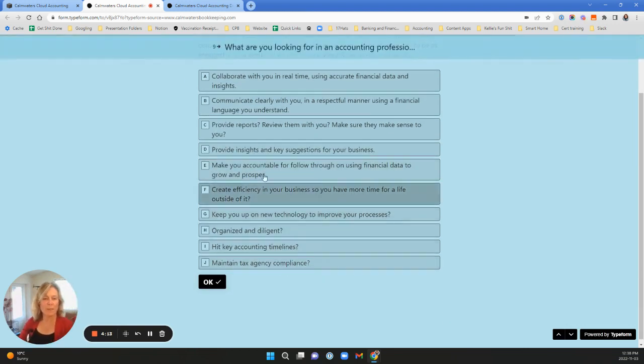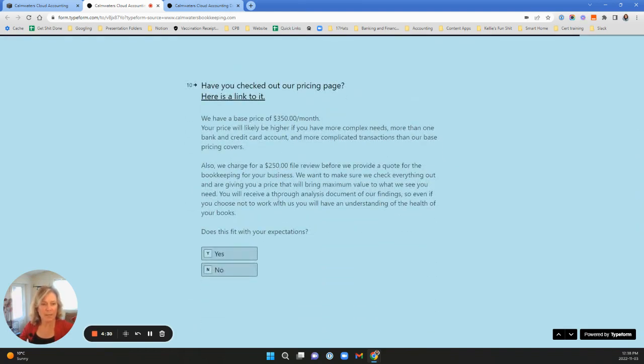So I give them a number of things. Don't just say, what are you looking for in an accounting professional, and then hope that they're going to come up with a magic answer. Put in some questions that target the kind of answers that you are looking for from a client, where you can bring value to them, and make it so that they can pick multiple things.